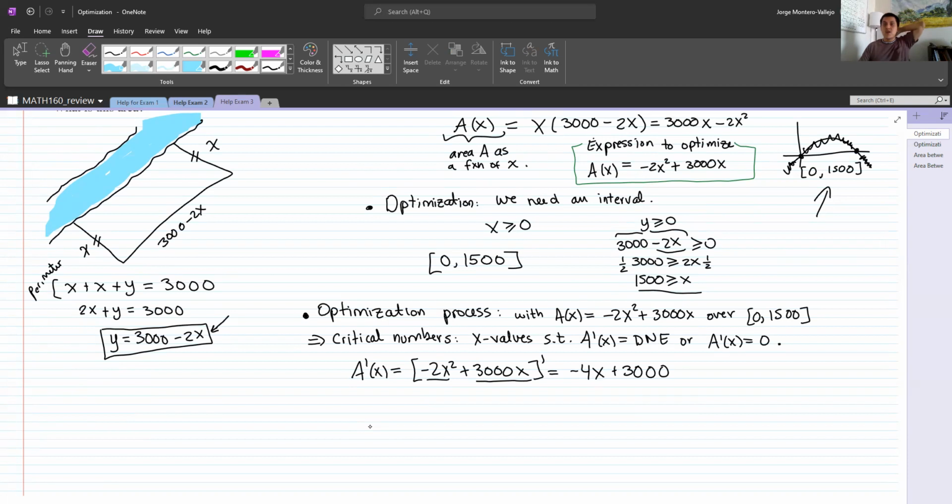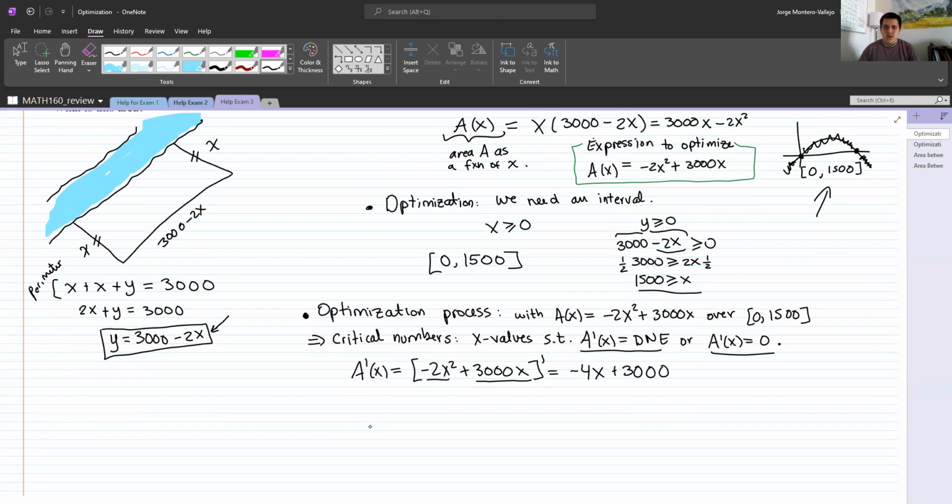You see that it's a straight line. This is a polynomial of degree 1, straight line. So you see that, of course, there are no x values that make it undefined. Polynomials or straight lines have domain everything. They are continuous everywhere. They don't have a point where they become undefined. So then we don't need to worry about this type of critical number. We only need to worry about this type of critical number.